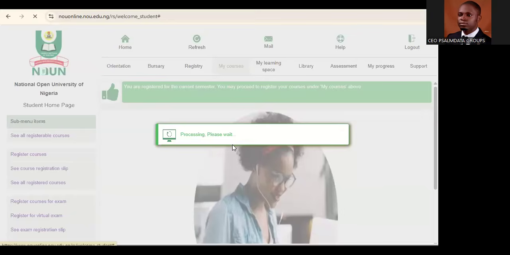Now let's go to see all registrable courses on our portal. We want to see how to arrive at the 120 units or 144 units or 148 units, whatever your statement of result is showing as the minimum credit units for your program. What do you need to do in order to meet up that minimum requirement? Or how do you get to that 120? What are they adding up to get to that 120? Those are the things we want to expose.